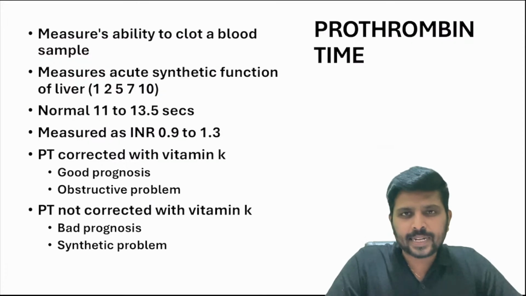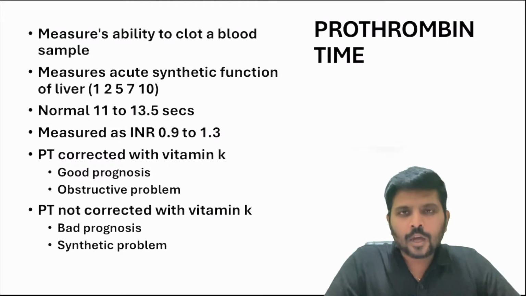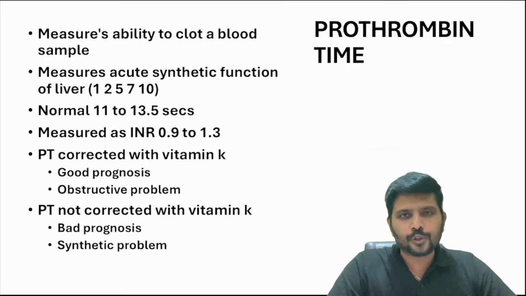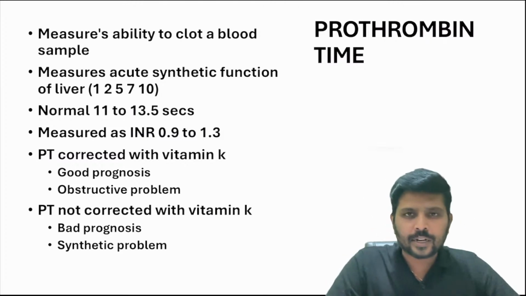Next, prothrombin time. Synthetic functions, one is albumin, second is prothrombin time. Low albumin means chronic liver injury. High prothrombin time means acute liver injury, because this has got a short half-life. Albumin has got a long half-life.